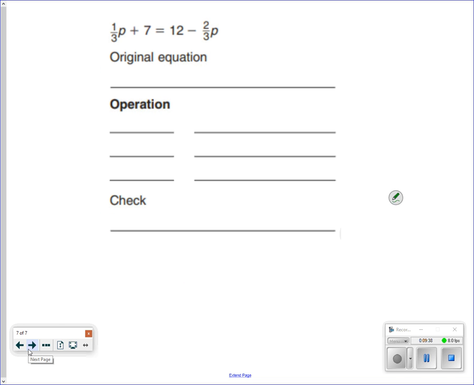Last problem of the day here. Let's see if we can work it out nice and neat. We have 1/3 p plus 7 equals 12 minus 2/3 p. Well, the first thing we want to do is add 2/3. If we add 2/3 to this side, we will have a positive p. So I'm going to add a 2/3.